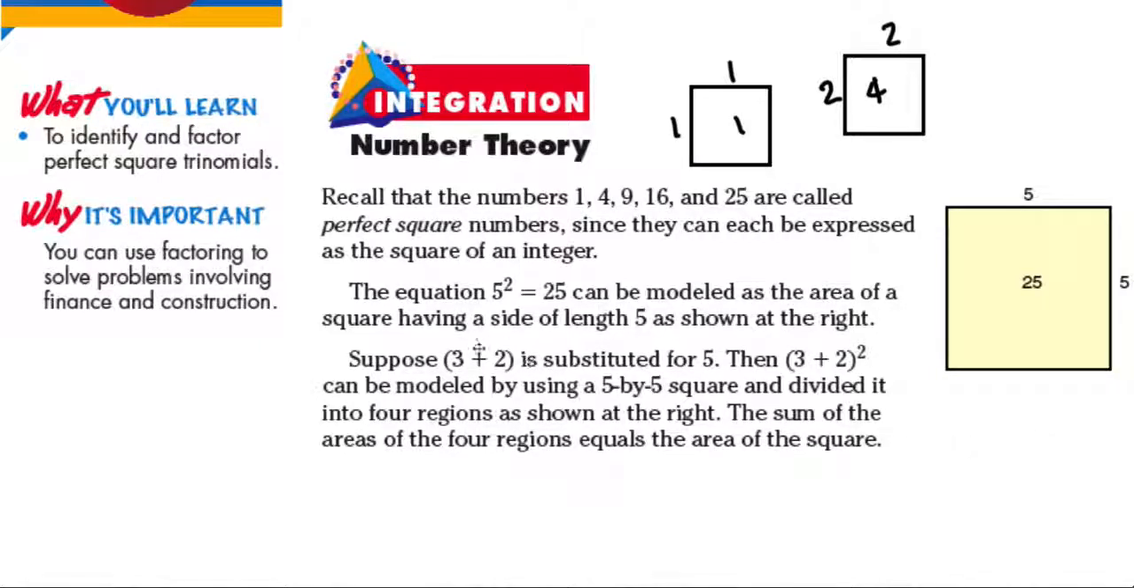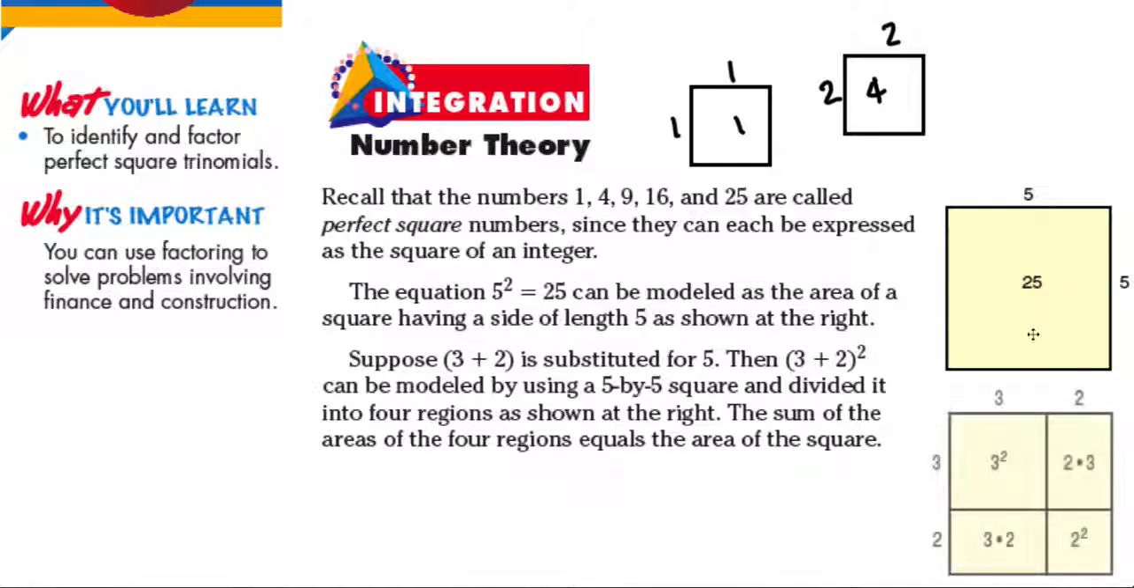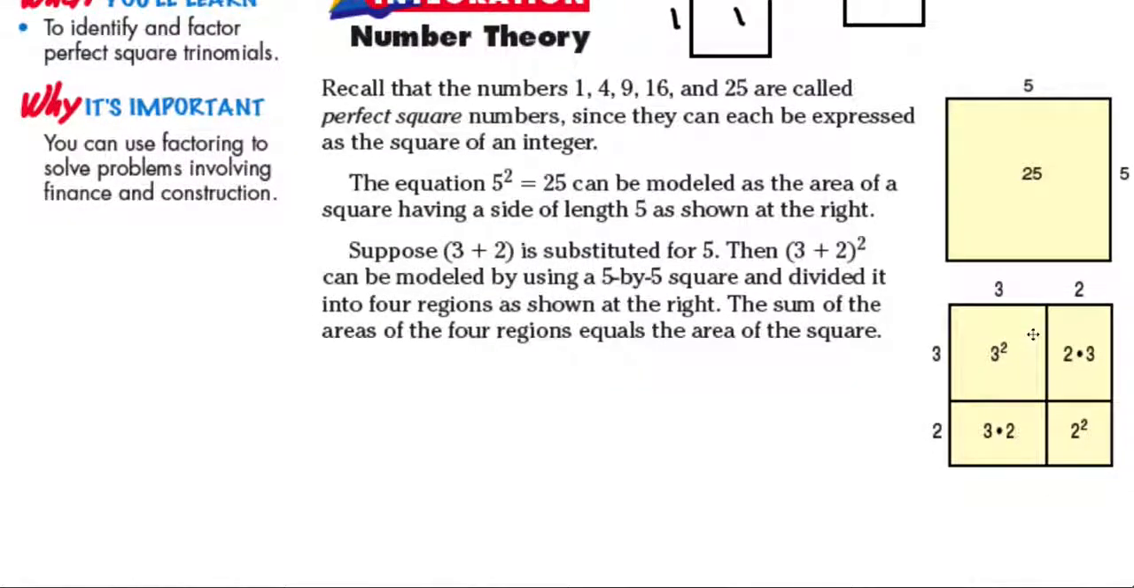So let's substitute 5 with 3 plus 2, which is a true statement. That means we can model 3 plus 2 squared using the same model right there. It's a square, but we've divided it into 4 areas now. It's still the same square. The sum of the areas of the 4 regions equals the area of the square.